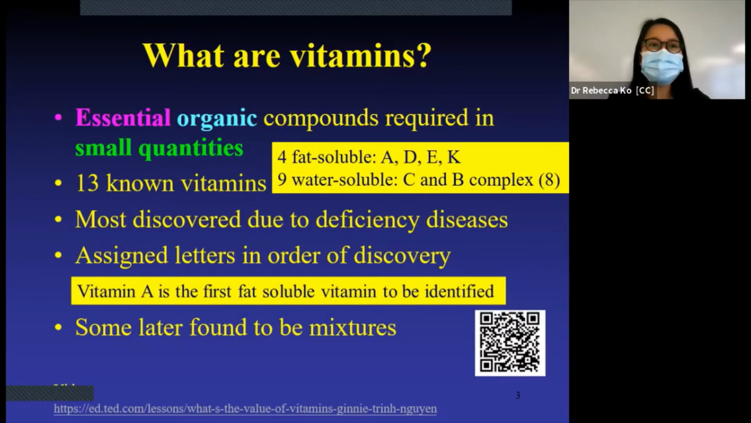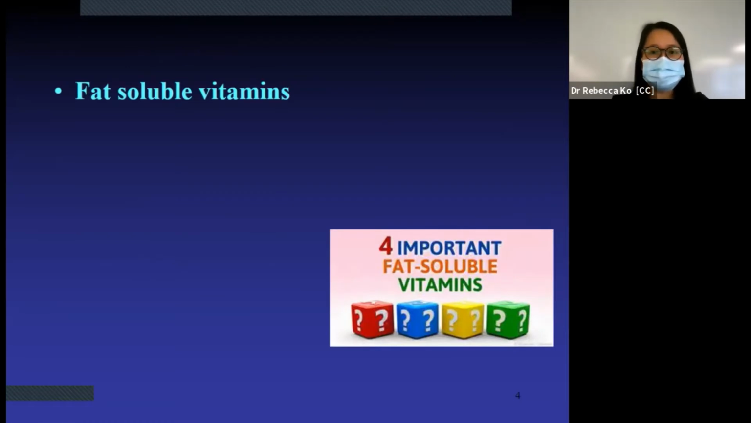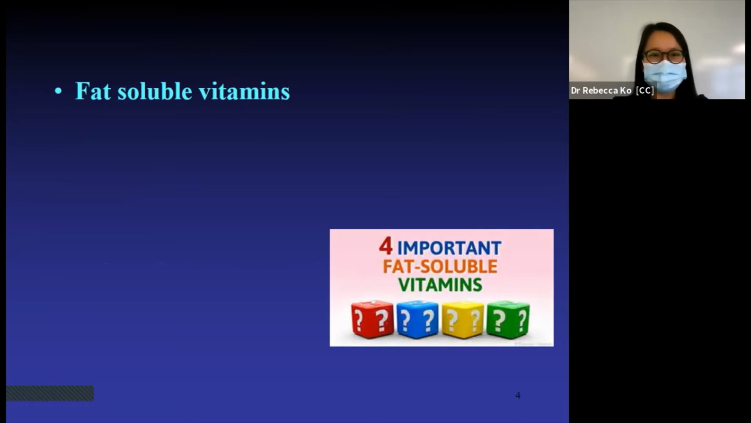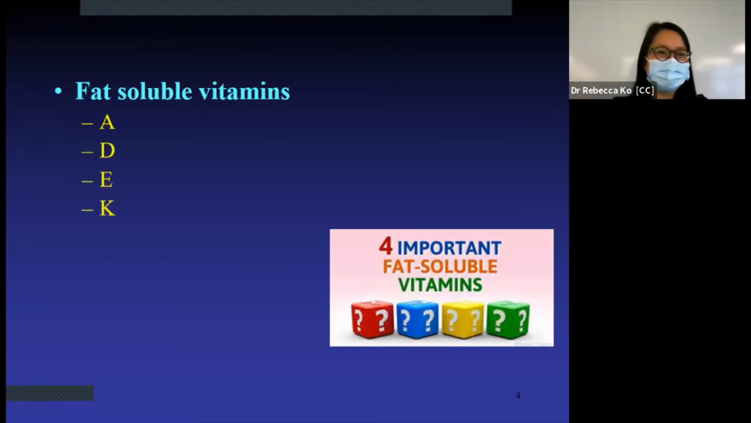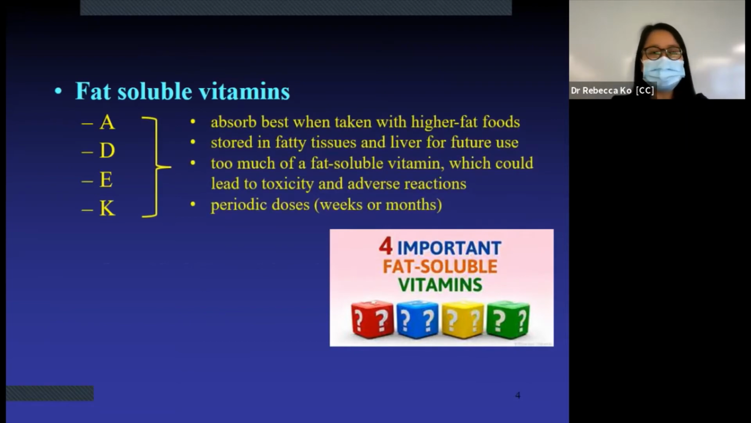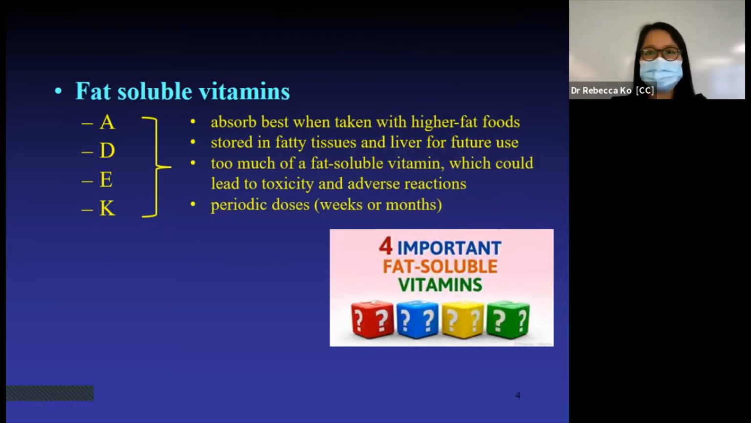And now, for the fat-soluble vitamins, do you still remember which four are fat-soluble ones? Yeah, good. And they are A, D, E, and K, right? So, for these fat-soluble ones, they will be absorbed best when we take in high-fat food, because they are fat soluble. And they'll be stored in the fatty tissues and the liver for future use.